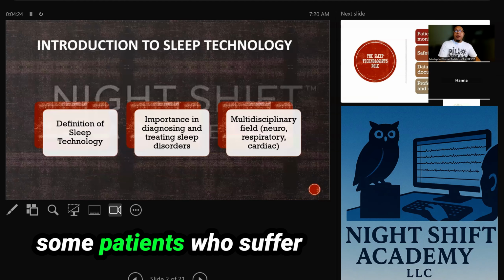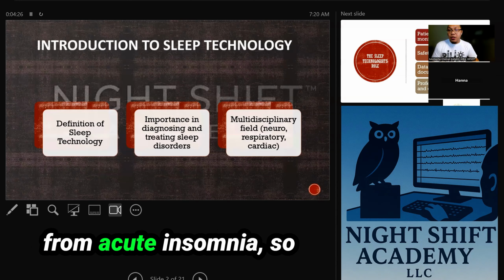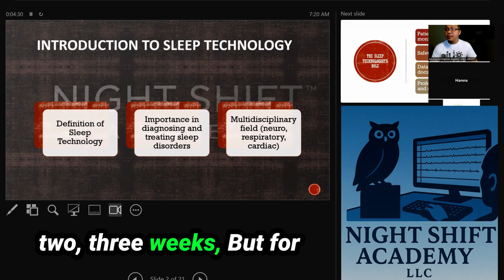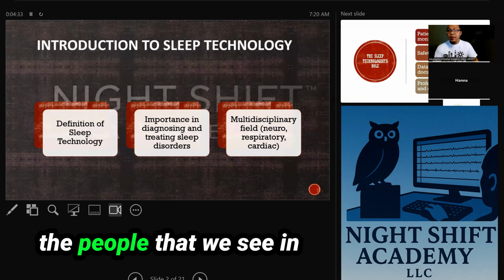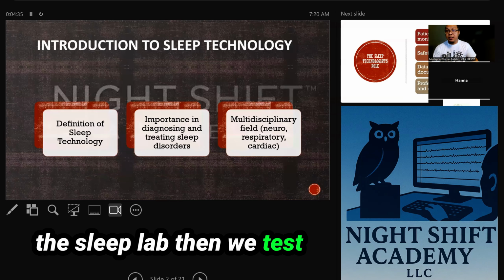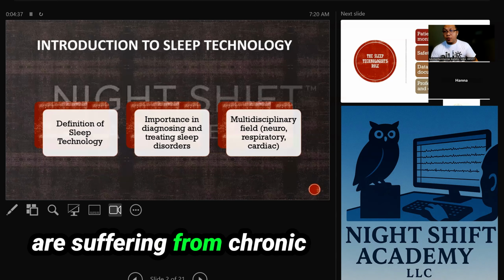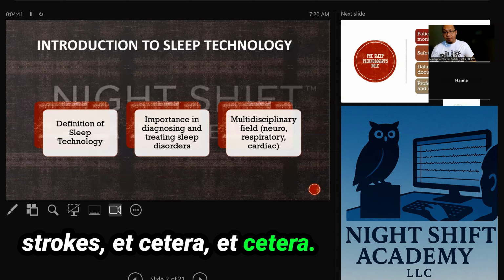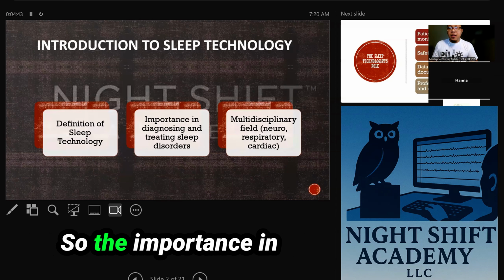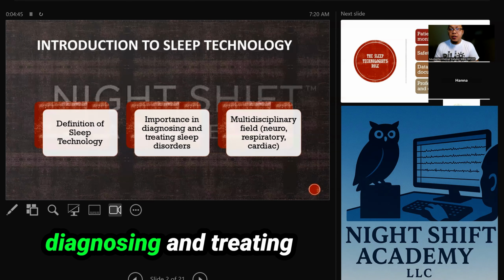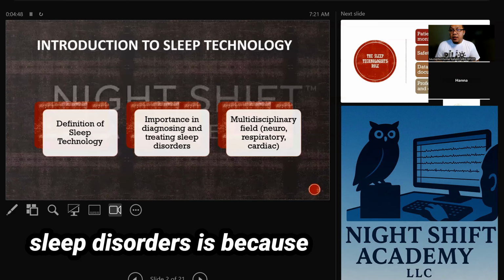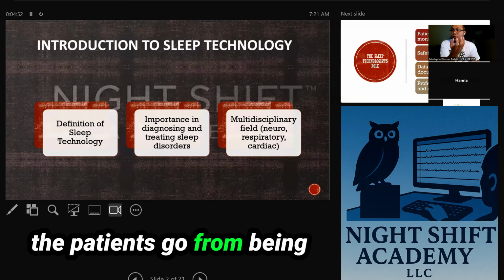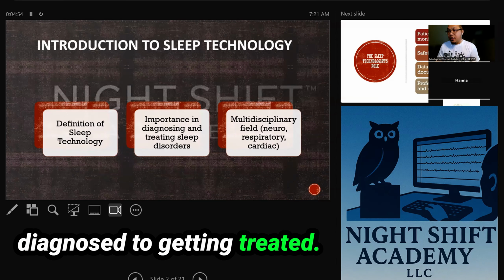You might have some patients who suffer from acute insomnia, which can only last about two, three weeks. But for the most part, the majority of the people that we see and test in the sleep lab are suffering from chronic diseases such as obstructive sleep apnea, strokes, etc. Very good. So the importance of diagnosing and treating sleep disorders is because this is the system of how the patients go from being diagnosed to getting treated.